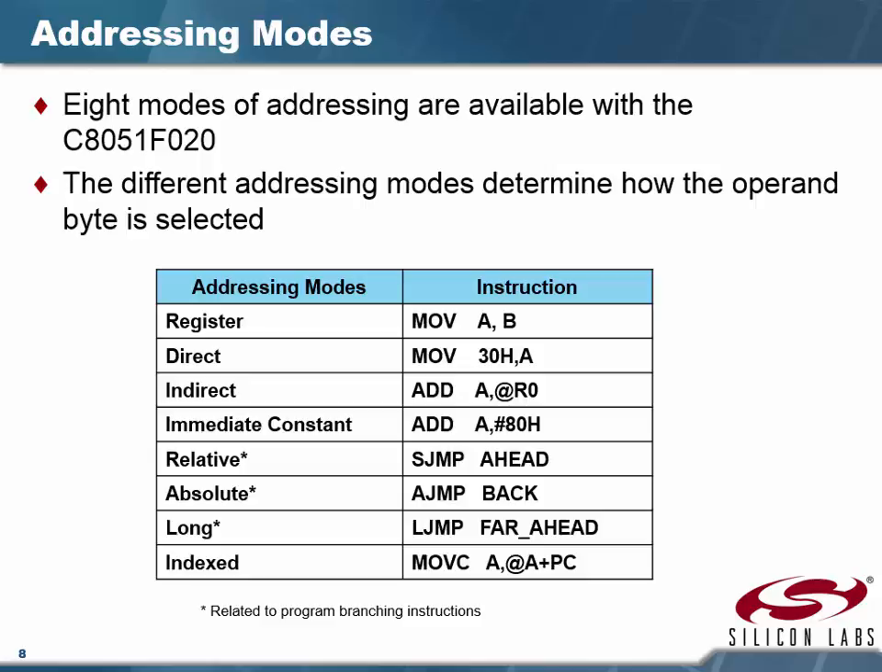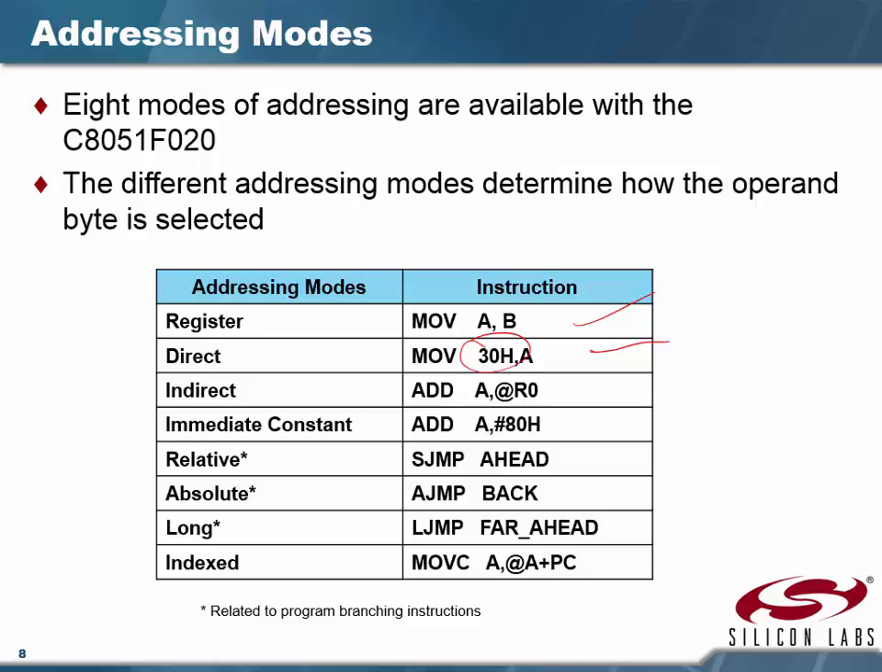So we've got our register modes. We move from register A or B to A. That's all that does. This here moves the contents of A to memory location 30 hex. If there's nothing in front of the number, that means memory location, and that's the memory location in the data RAM. Remember, there's 3 different memory locations.